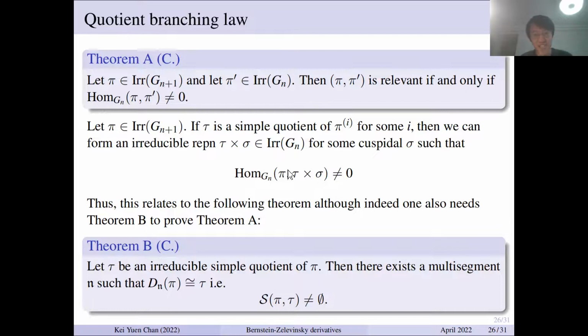So then basically, if we have theorem A, then pi and tau cos sigma have to be relevant, because we know that relevance is defined by those derivative things. So from there, one can obtain that if tau is an irreducible simple quotient, then there exists a multisegment such that the derivative of pi is isomorphic to tau. It basically solves the long-standing problem from before.